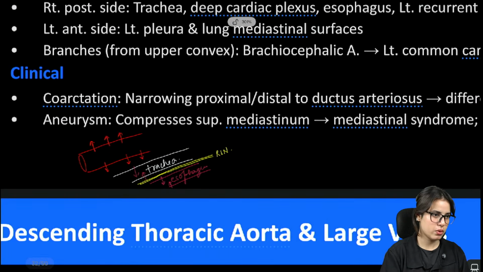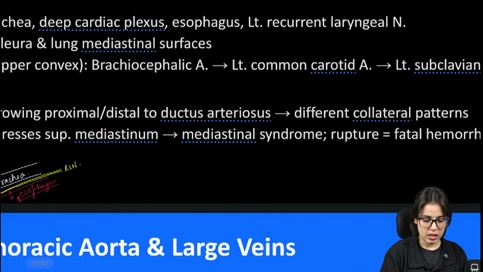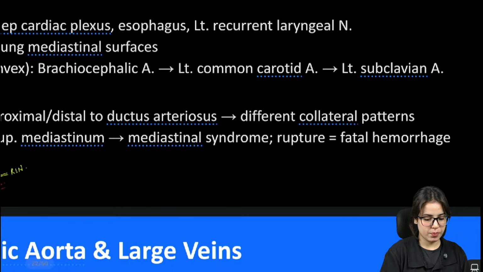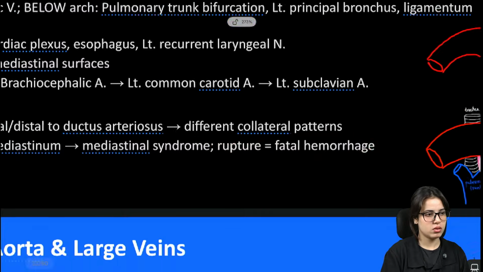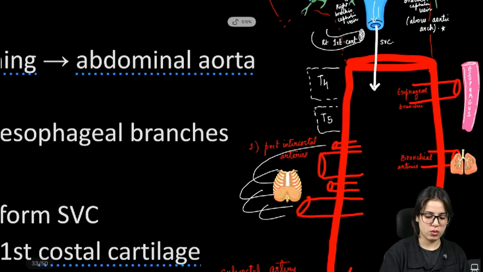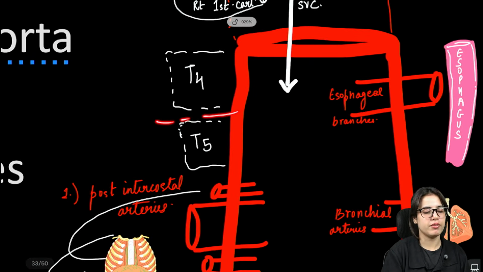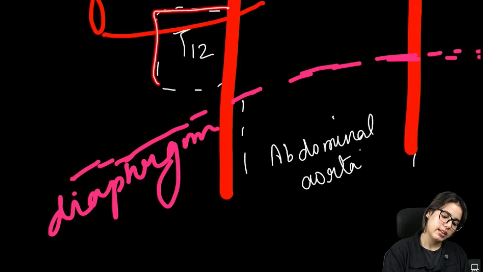Clinical importance: aneurysm and coarctation. It compresses the superior mediastinum and can also cause mediastinal syndrome. Its rupture causes fatal hemorrhage. Okay. Descending thoracic aorta and its large veins. We all know it starts from the T4-T5 disc, and it goes till T12. The descending aorta ends at T12, and from there the abdominal aorta starts.